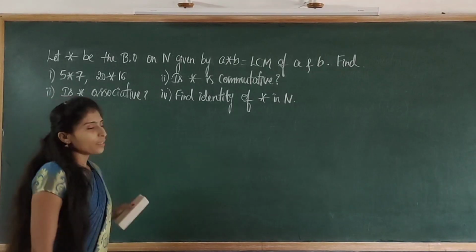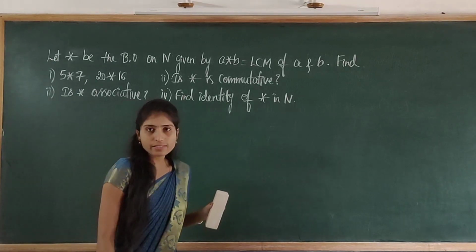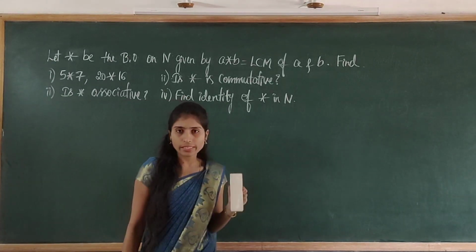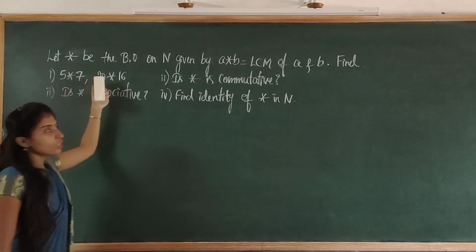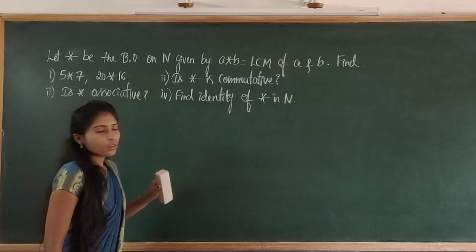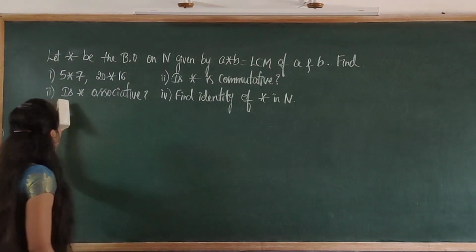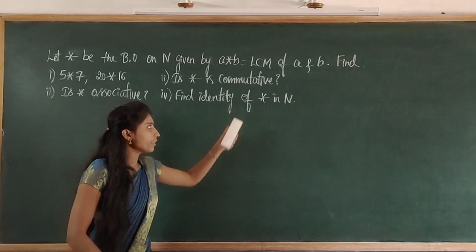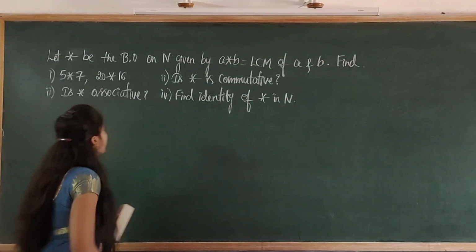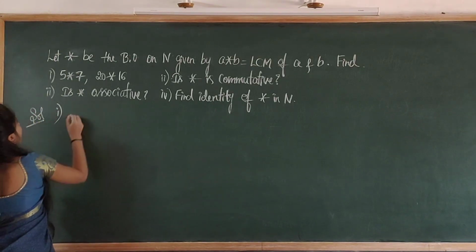Next question. Let star be the binary operation on N, the natural numbers, given by A star B is equal to LCM of A and B. Find 5 star 7 and 20 star 16. Second, check whether star is commutative. Third, check whether star is associative. Fourth, find the identity of star in N. One by one we see. The first one is the solution.